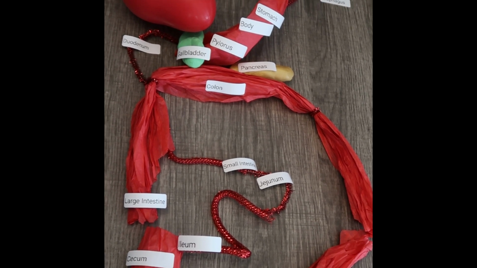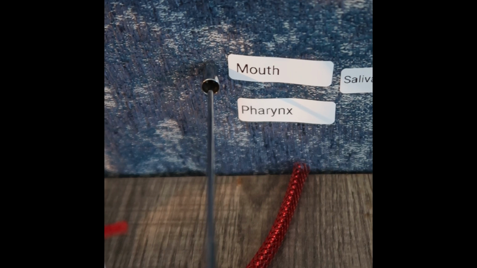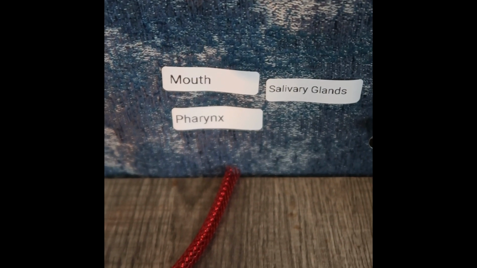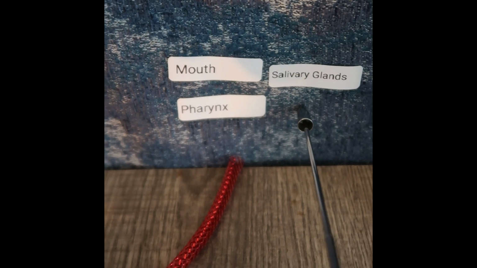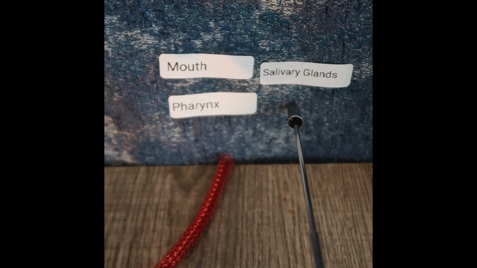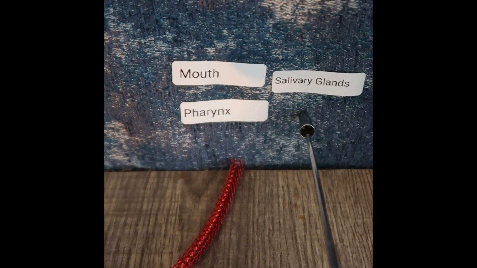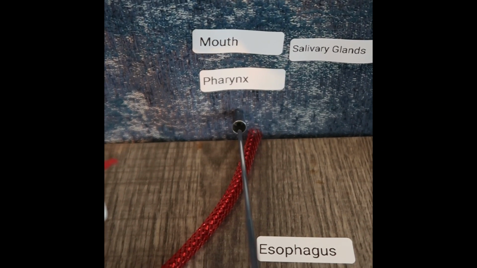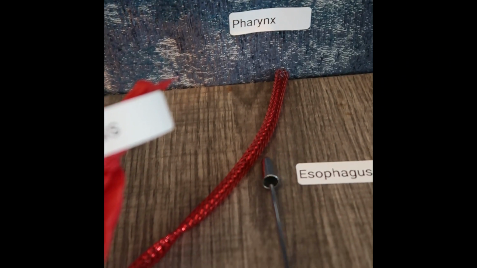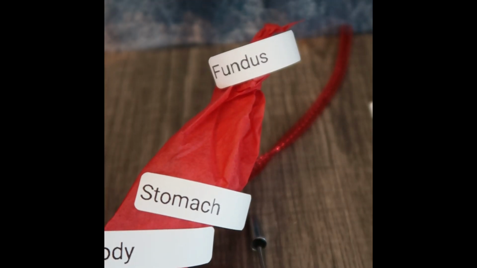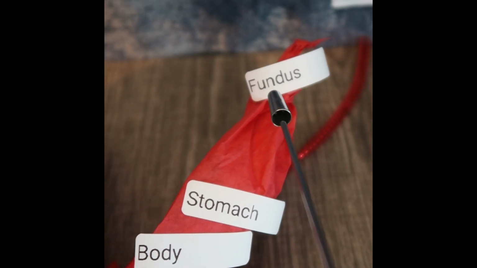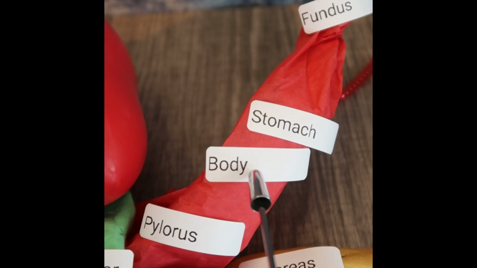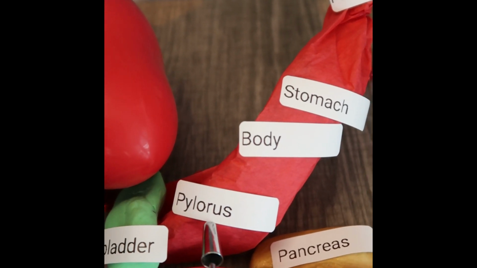Obviously not to scale. So food is going to start in the mouth. Teeth and your tongue are going to help to break down the foods. But that's also where we're going to find the salivary glands, the parotid, the sublingual, and the submandibular, that are going to secrete enzymes in your mouth. Then food travels to your pharynx, down the esophagus, into the fundus of your stomach, into the body of your stomach, and into the pylorus of your stomach.